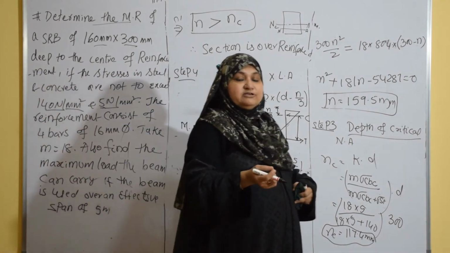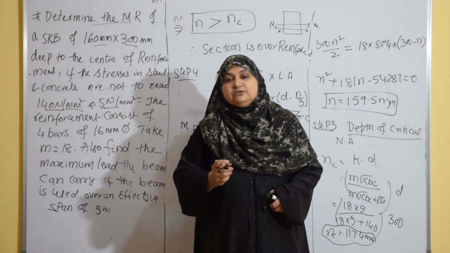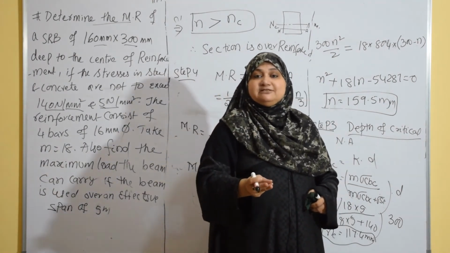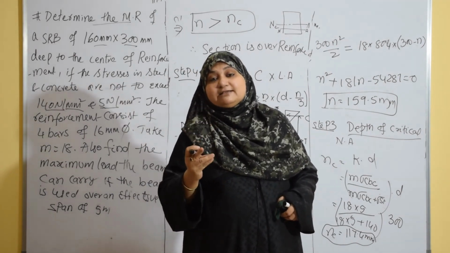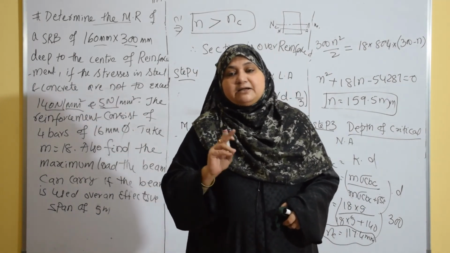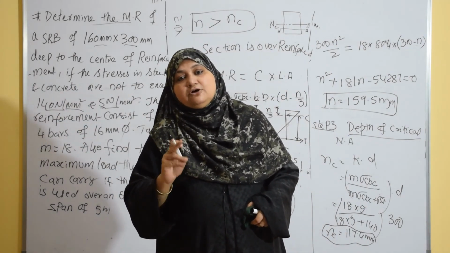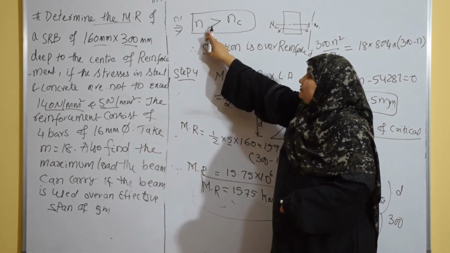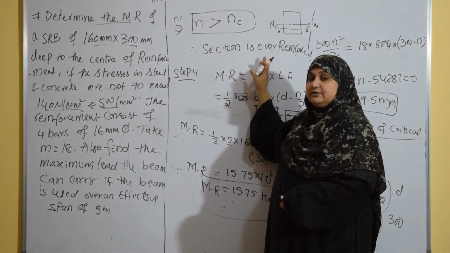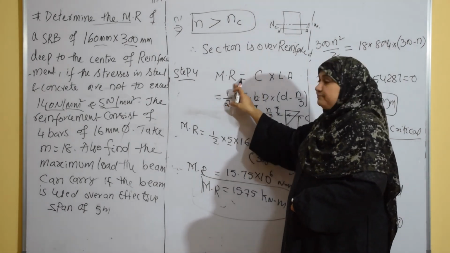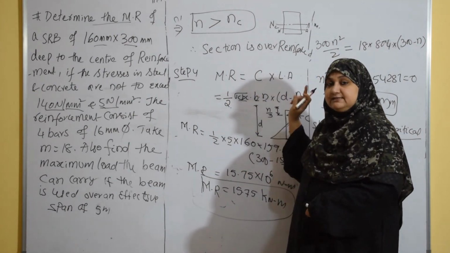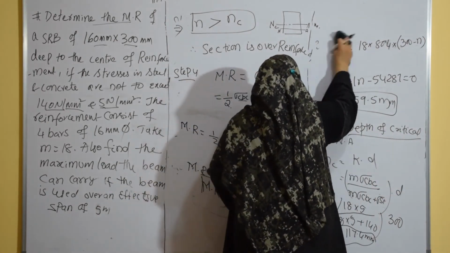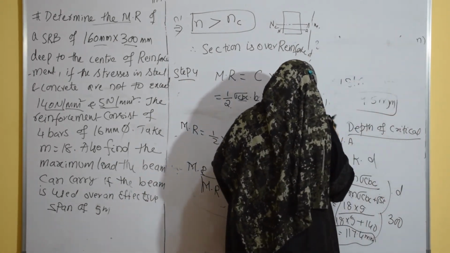This is how we determine the moment of resistance using working stress method. First you have to define the depth of neutral axis of the given section, then depth of neutral axis of the critical section. Compare whether it is under reinforced or over reinforced. So depending upon the depth of neutral axis, it can be over reinforced, it can be under reinforced. So select the appropriate formula for moment of resistance, then find out the moment of resistance.